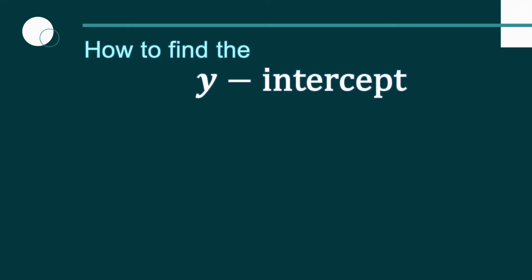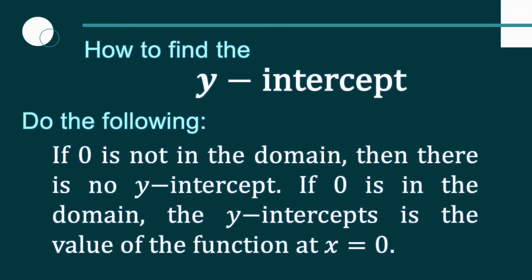Next, we have the y-intercept. To find the y-intercept, we have to do the following. If 0 is not in the domain, then there is no y-intercept. If 0 is in the domain, then the y-intercept is the value of the function at x equals 0.